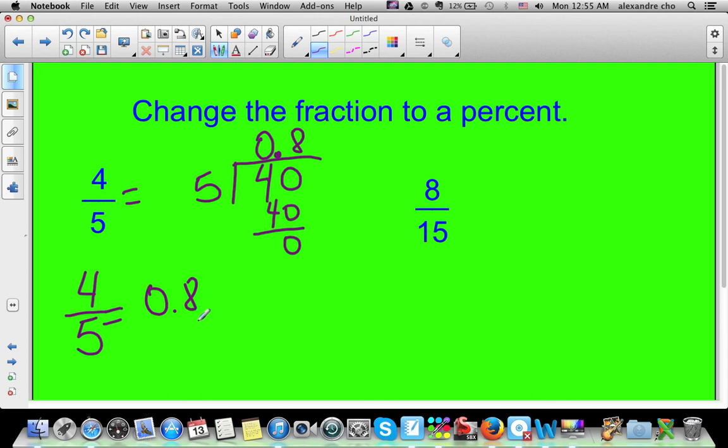which you now know how to change to a percent. So you take that decimal, you move it 1, 2. Here's my new decimal, so to clean that up, I'm going to write 80%, or even better yet, 80 without the decimal, 80%. So 4 over 5 is the same thing as 0.8, which is the same thing as 80%. Okay, 8 over 15, same thing.